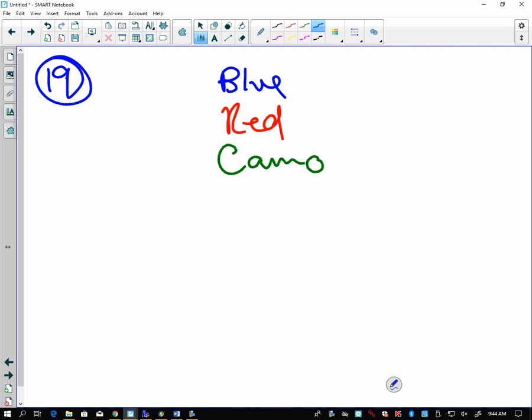Okay, how many blue cars do we have? 3 blue cars. How many red cars do we have? 10. 10 red cars. How many camo cars do we have, Blayton? 8. 8 camo cars. Cool. Okay. Let's see.